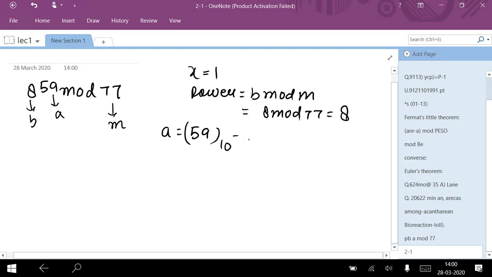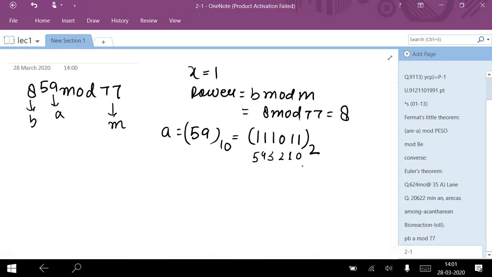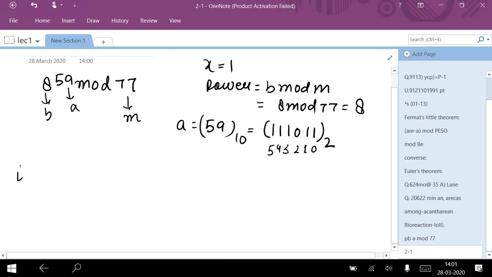The first step is to convert it into binary. What is the binary value of 59? That is 111011. This is the binary form. Now give the numbering 0 1 2 3 4 5. These are the iterations, meaning I have to follow my algorithm, iterating from 0 to 5. So start iteration number 0.